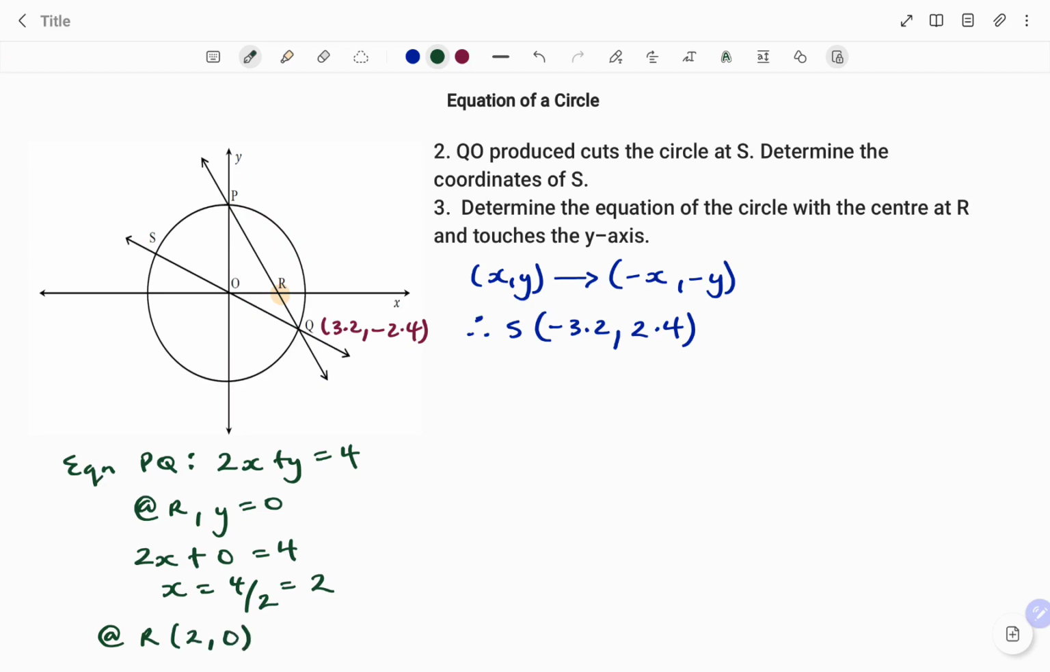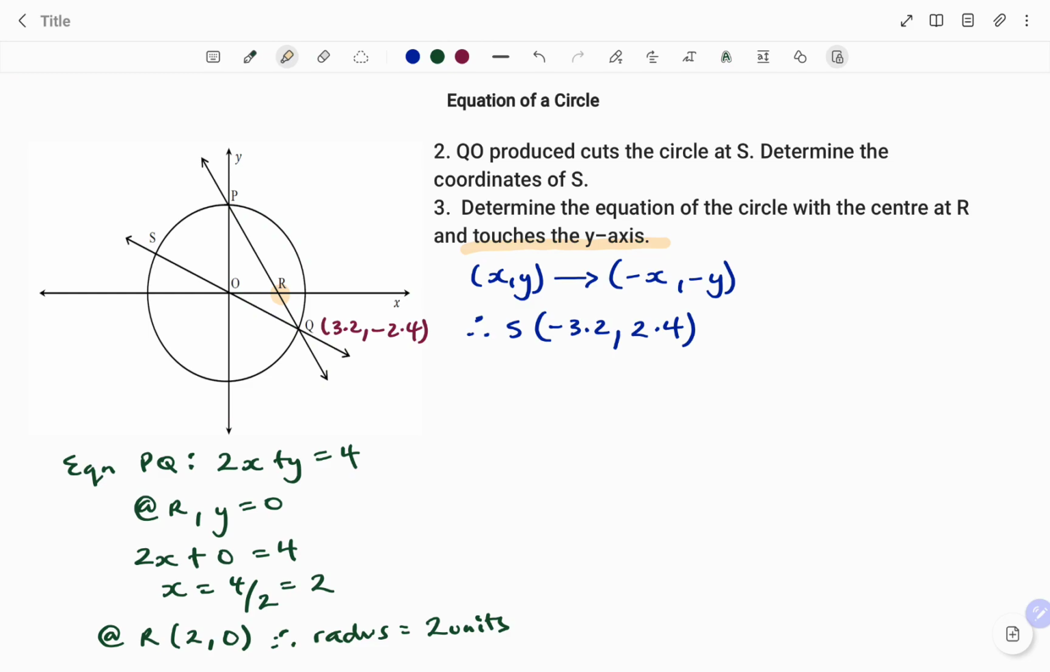Therefore, what it means is the radius is equal to 2 units. This is because we've been told that with the center at R, it touches the y-axis. And you can see that the distance, as shown, is 2 units from the origin.